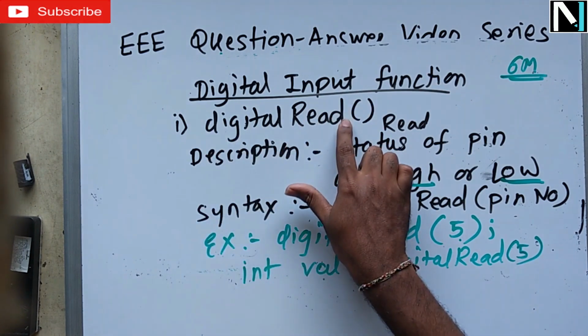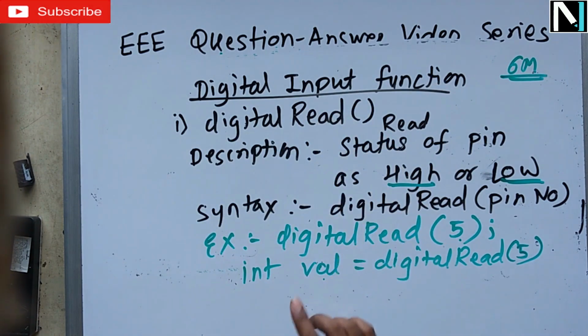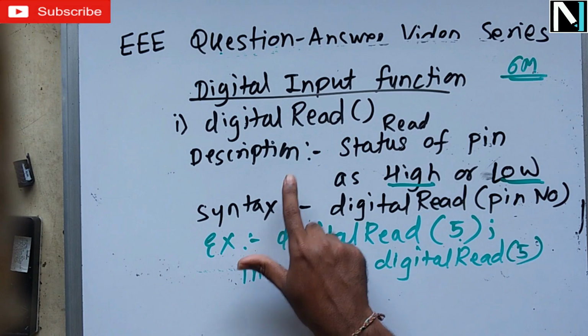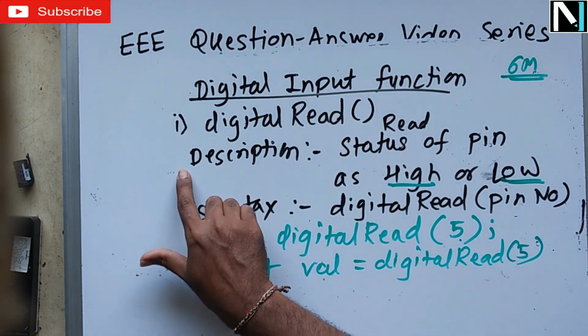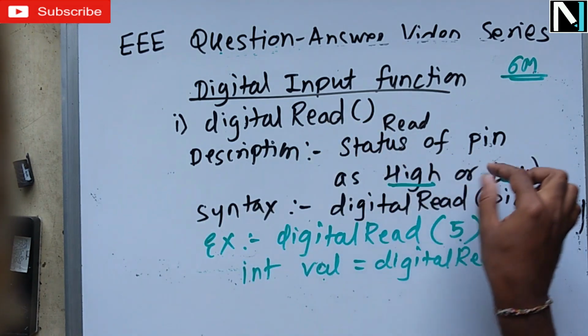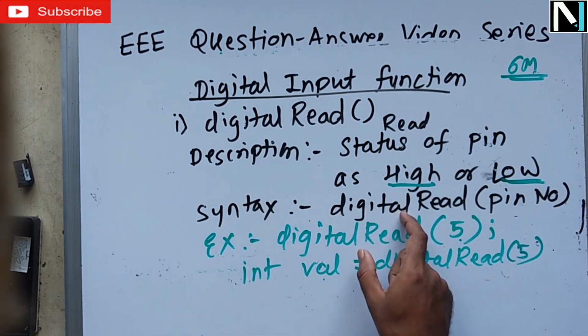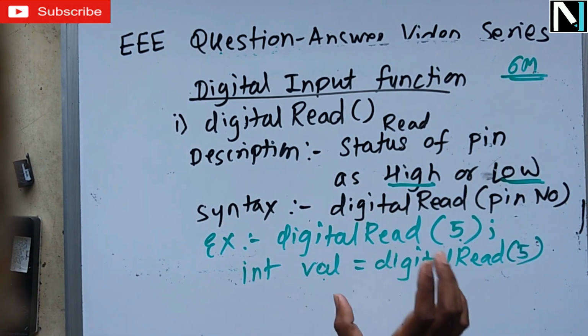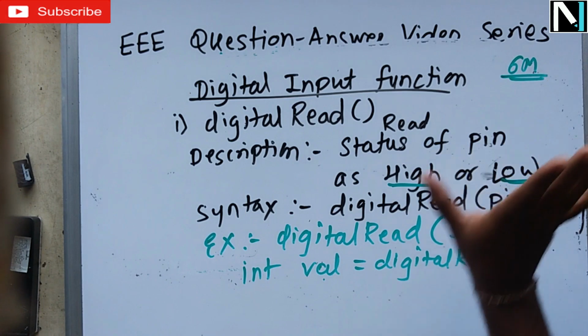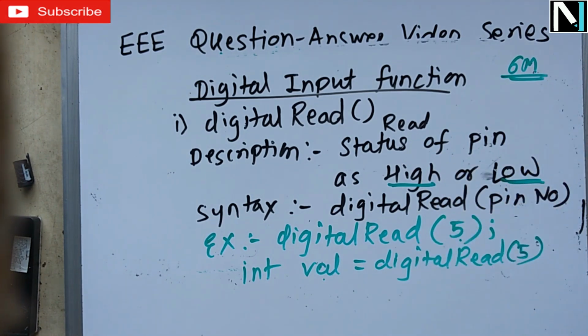This is the digitalRead function. So keep in mind friends, you have to write down the explanation of these functions in this format. First, description, that means what operation it is going to perform, then syntax of that operation, and the third one is the example. So if you write down the answer in this format, you will get full 6 marks for this question.